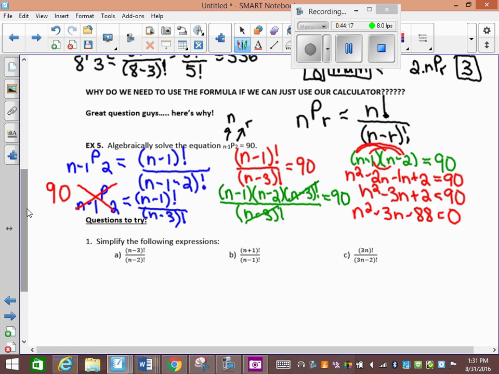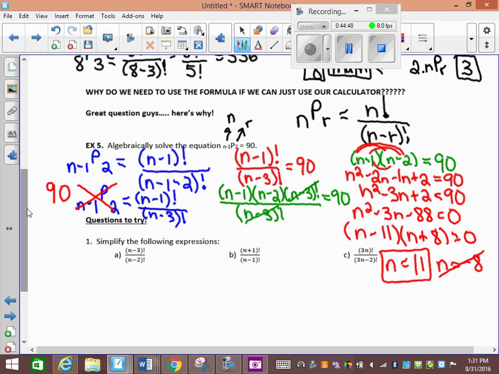You get negative 11 plus 8. So n minus 11, n plus 8. If you're someone who still can't factor, you need to learn how. You need to be my best friend for the next little while, because you need to know how to factor. You have to factor in trig equations, so you need to know how. So we're going to get n equals 11 and n equals negative 8 when we solve that. Negative doesn't make sense for an answer as well.